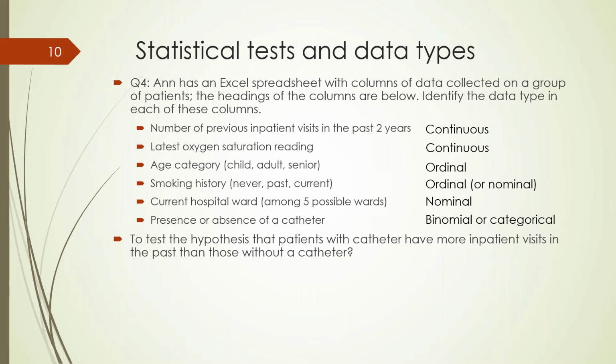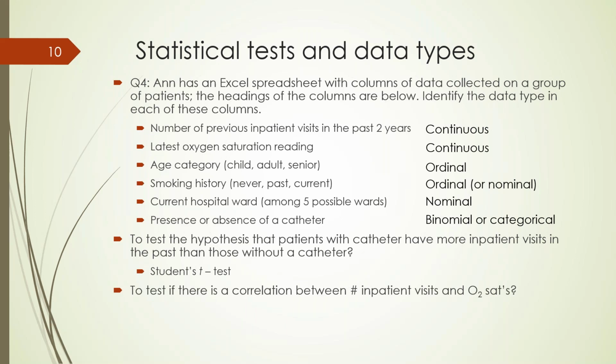And then the second part of the question is to test the hypothesis that patients with catheters have more inpatient visits in the past than those without a catheter. What kind of test would you use? So because you've got binomial, so 2 values possible for presence or absence of a catheter, you can test those subgroups of your group of patients and look at the inpatient visits, which are continuous, and see if the mean of the inpatient visits for patients with catheter is significantly different than the mean of inpatient visits amongst patients without a catheter. And so that's what a student's t-test can do for you.